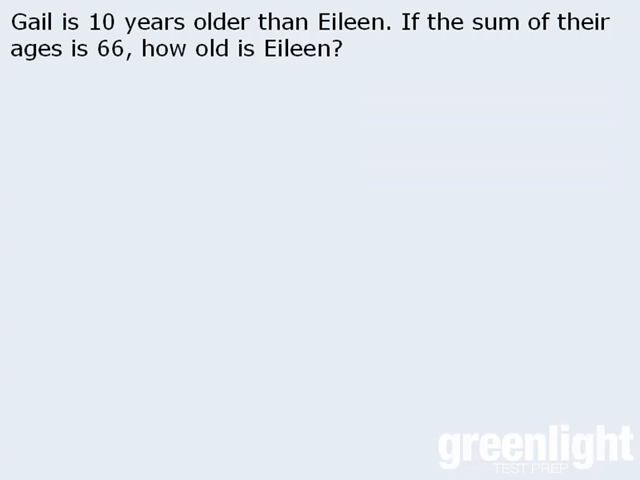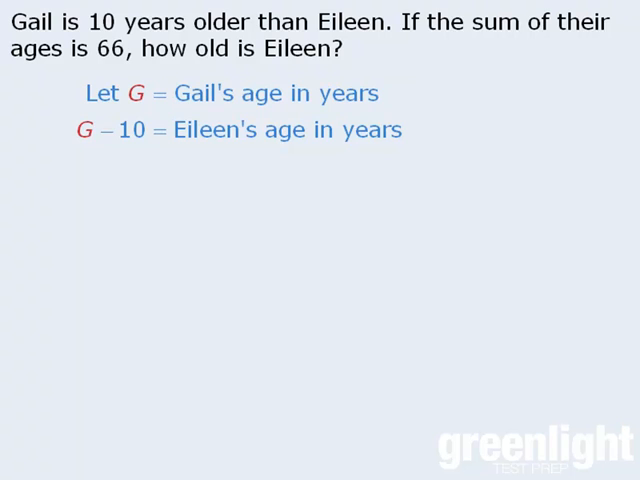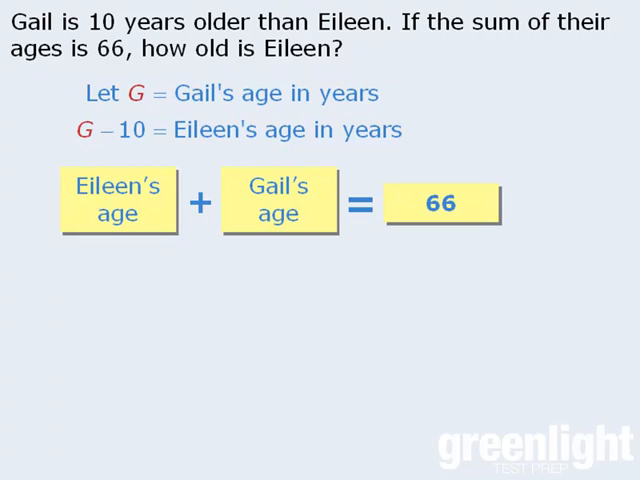Let's try it. Let's assign the variable g to Gail's age. Now Gail is 10 years older than Eileen, which means that Eileen is 10 years younger than Gail. So if g represents Gail's age, then Eileen's age will be 10 years less, which we can write as g minus 10. Now that we have assigned variables to the two ages, we can take our word equation and now write that Eileen's age, g minus 10, plus Gail's age, g, is equal to 66.